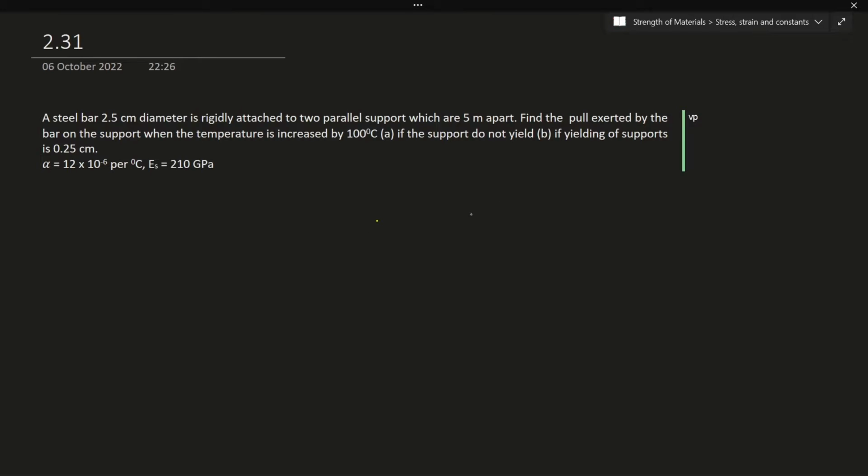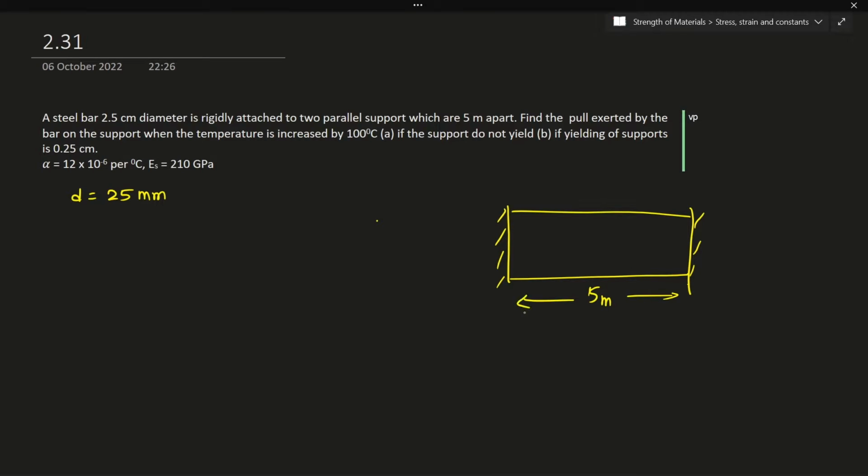A steel bar of 2.5 centimeter diameter, I'll call this D, and I'll make sure everything is in mm, so 25 mm diameter, is rigidly attached to two parallel supports 5 meter apart. I'll draw a schematic. We'll have two rigid supports, and the distance between the supports is 5 meter. Find the pull exerted by the bar on the support when the temperature is increased by 100 degrees Celsius.